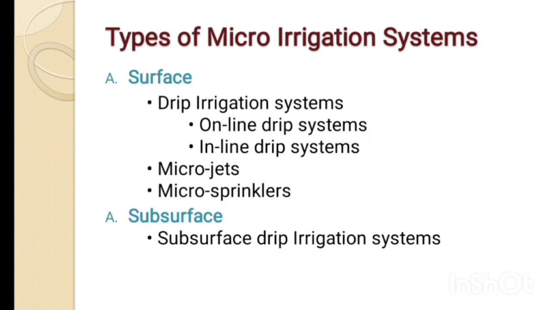Then types of micro irrigation. There are two types of micro irrigation. First one is surface and subsurface. In surface micro irrigation system, there are three types. First one is drip irrigation system, then micro jets and micro sprinklers. In drip irrigation system, there are two types based on emitters. First one is online drip system, then inline drip system.